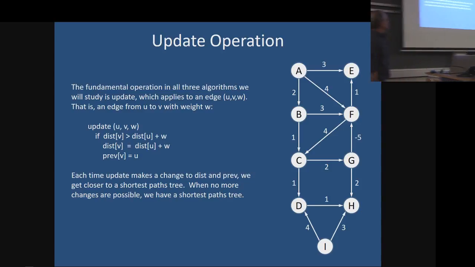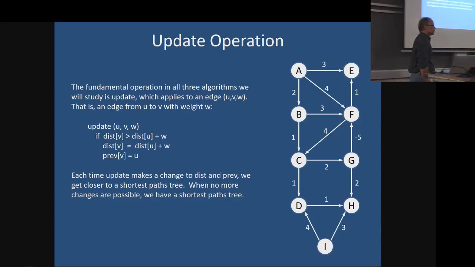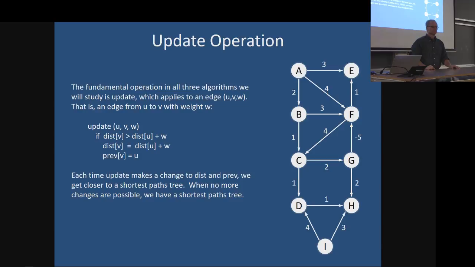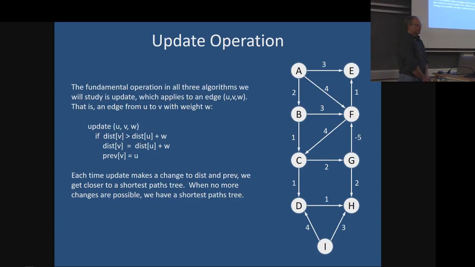So the idea is each time update makes a change, you're getting closer to the actual solution. If you ever get into a situation where your previous and distance arrays are such that no matter what edge you update, nothing changes, you have found your answer. So you start with every distance infinite except to the root, and every previous null. And you update, and if you do that enough times to enough edges, you'll eventually get to the right answer. You won't get stuck in the wrong answer. There's always a way to move forward.